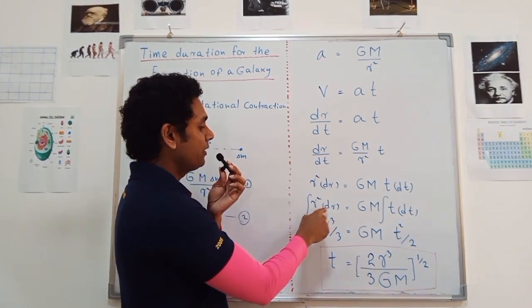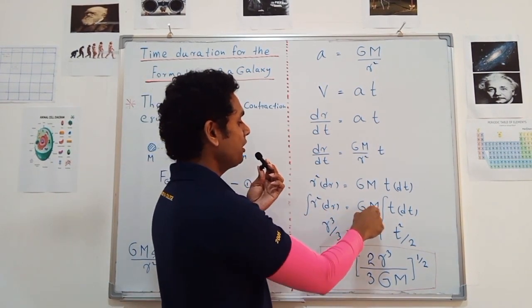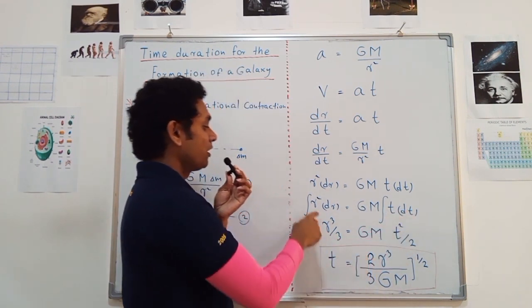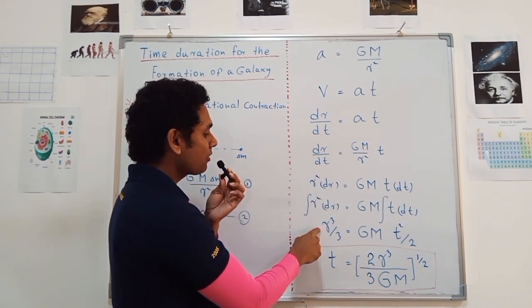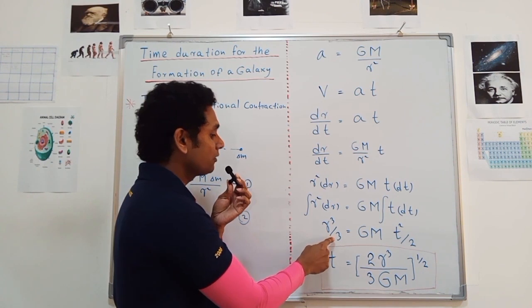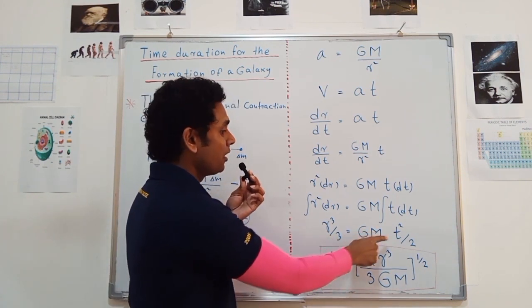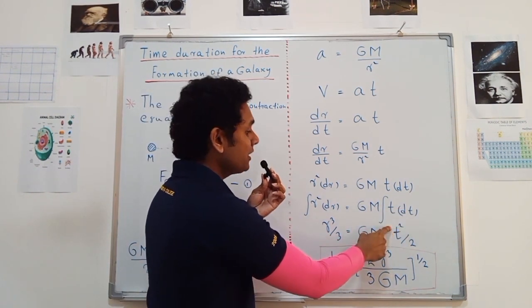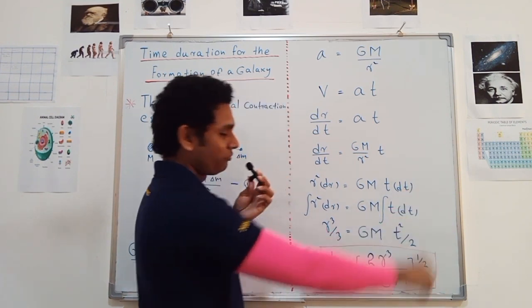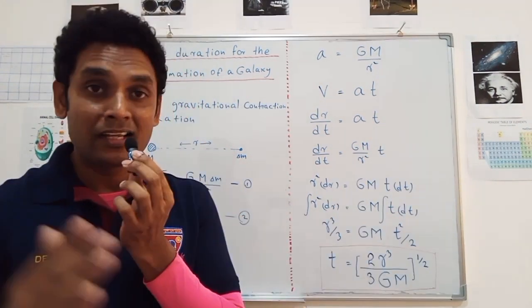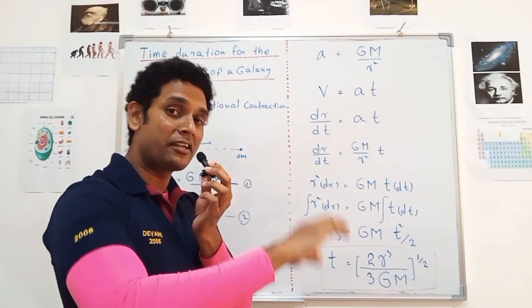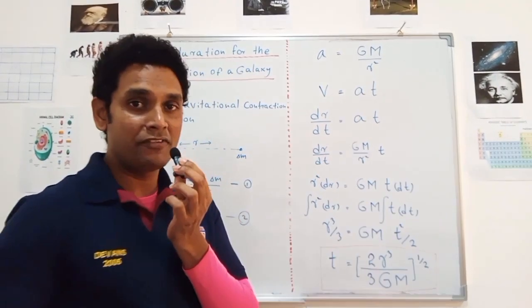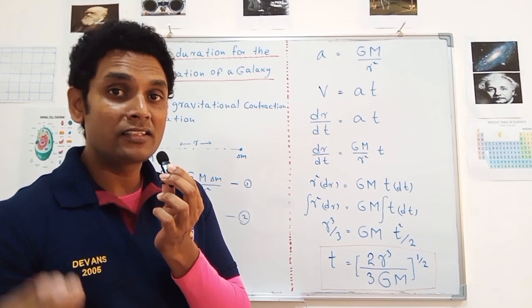Integrate r squared dr equals GM integrate t dt. Now from this side it will become r to the power 3 divided by 3 is equal to GM, and from this part it will become t squared divided by 2. Finally, we can take t to one side and all the other things to the other side. We call it making t the subject.